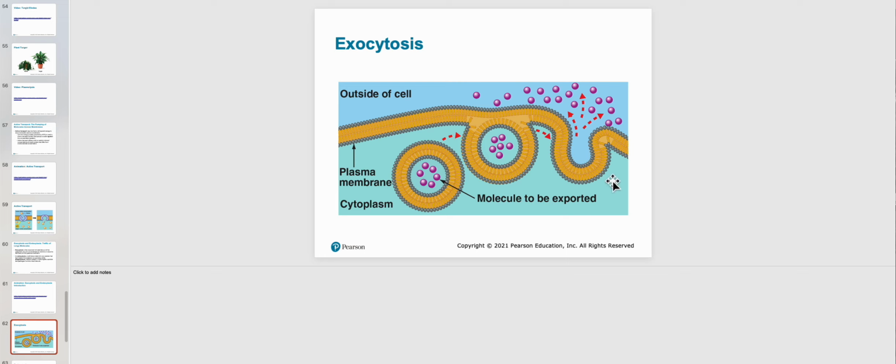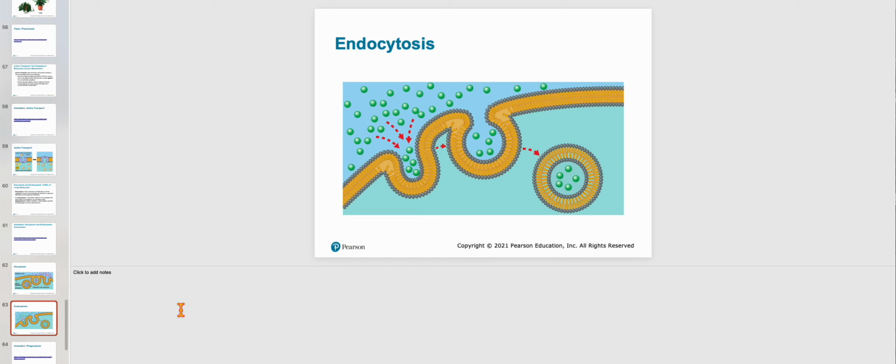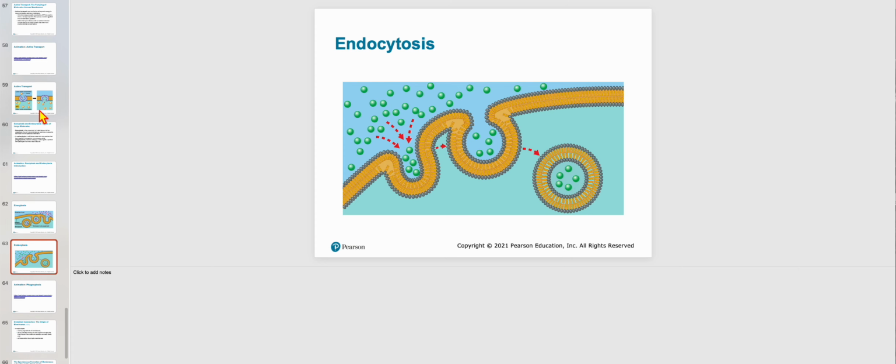Okay, here's an example of exocytosis, where we're spitting these purple marbles out of the cell. So these purple marbles are being released out of the cell. That's exocytosis. And then we have endocytosis, where we're taking all of these green marbles into the cell. Okay? And that's how cells take in things too. Okay, next slide.